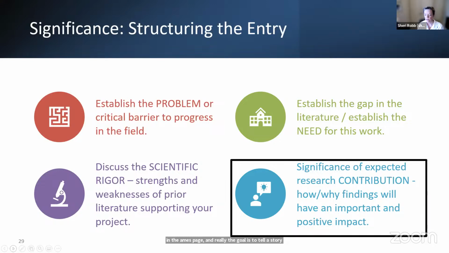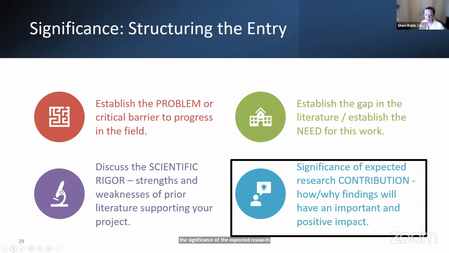Many people will use headers to divide the significance section into major categories. Different people approach this in different ways. Robertson, Russell, and Morrison, who offer an NIH grant writing seminar and workshop series, recommend 3 sections. The first section usually is to establish the importance of the problem. The second section generally discusses the rigor of research that supports your aims. And the third section discusses the significance of the expected research contribution.